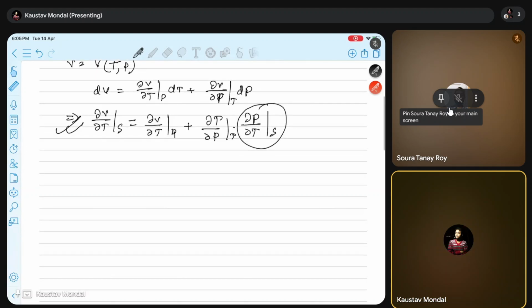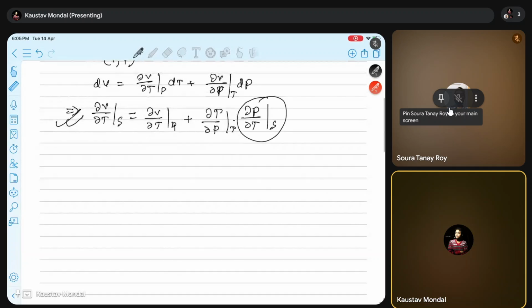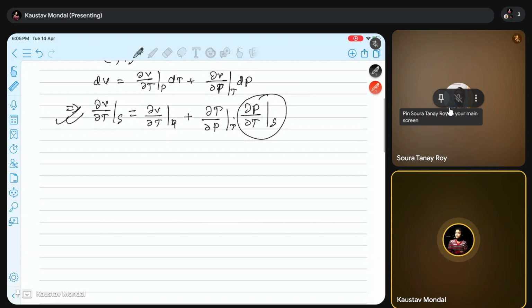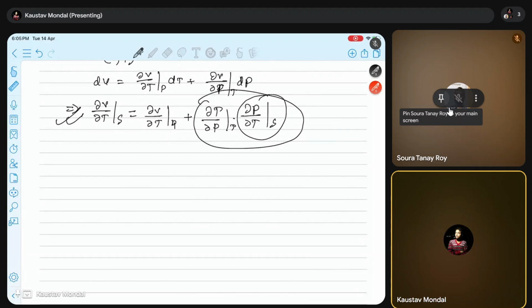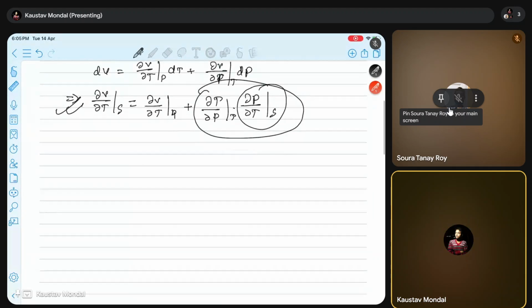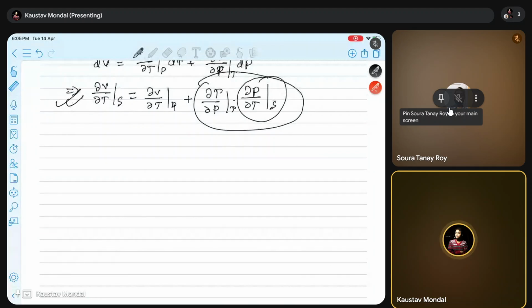Okay, so what will we do now? Basically, you have to play with this term only. So what you have to do? We know this relation: del P del T at constant S into del S del T at constant P into del P del S at constant T is equal to minus 1, right?